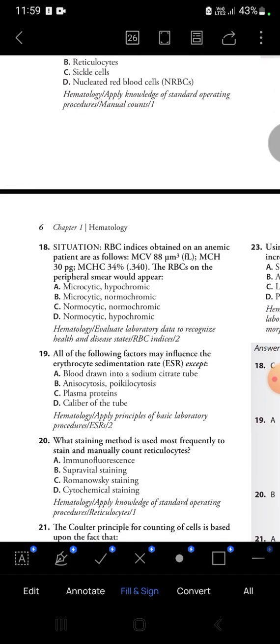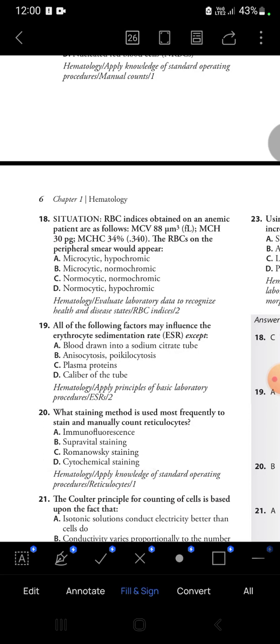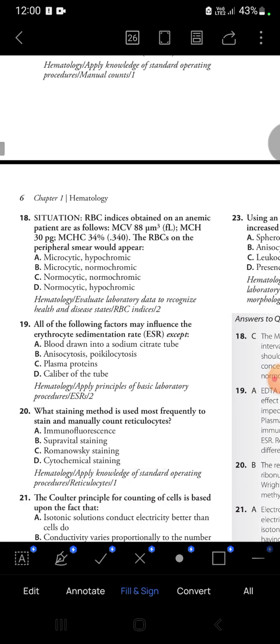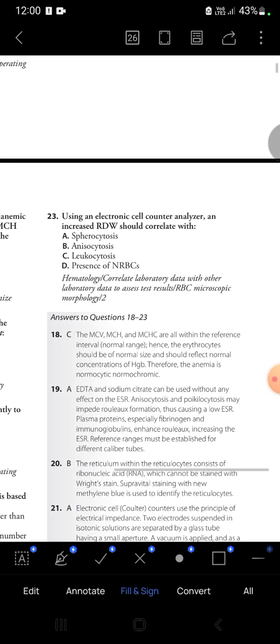Situation: RBC indices obtained on an anemic patient are as follows: MCV 88 cubic micrometers, MCH 30 pg, MCHC 34%. The RBCs on the peripheral smear would be seen as normocytic and normochromic. The MCV, MCH, and MCHC are all within the reference range. Hence, the erythrocytes should be of normal size and should reflect normal concentrations of hemoglobin. Therefore, the anemia is normocytic, normochromic.